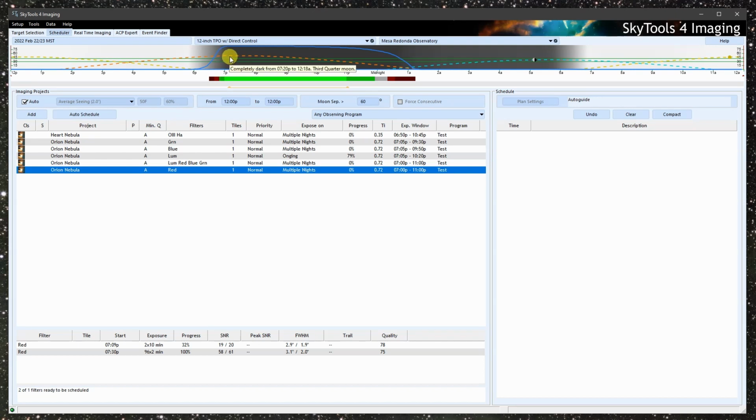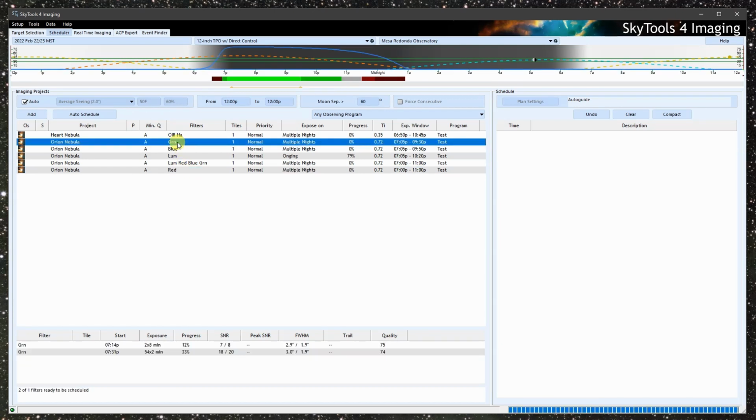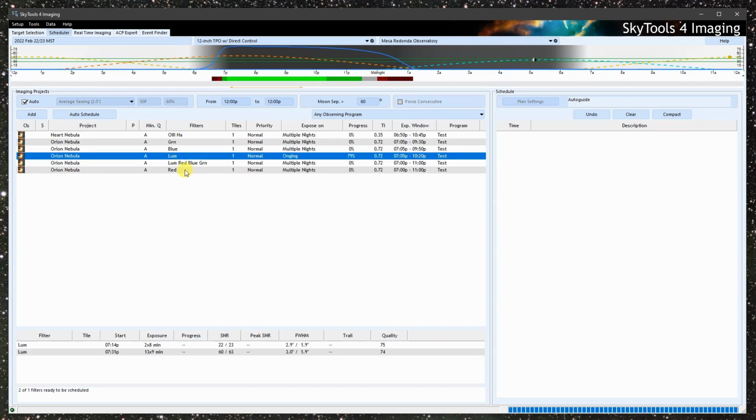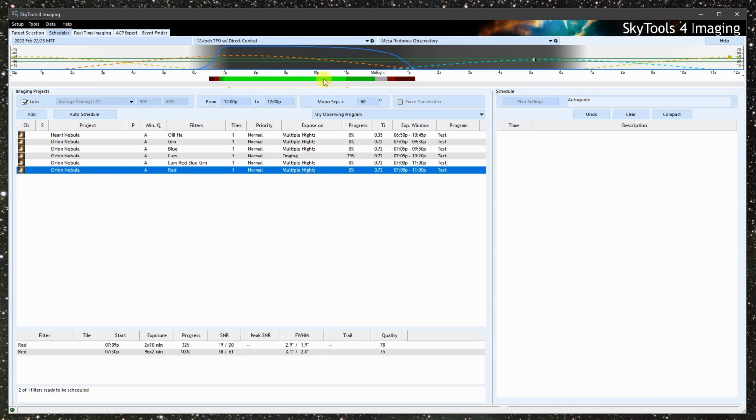What we're really looking at here is as M42 sets throughout the night, how low can we go before it's not high quality? And that's going to depend on the filter. So what SkyTools is saying is that the green filter is actually the one that's most constrained, shortest period of time, then the blue, then the luminance, and then the red. So yeah, it just keeps getting longer and longer. Starts about the same time, but it gets longer and longer.